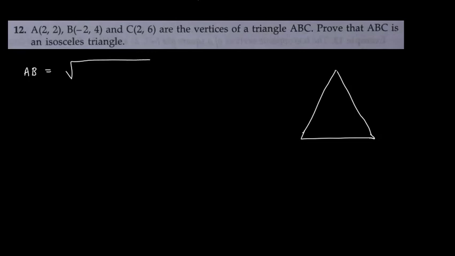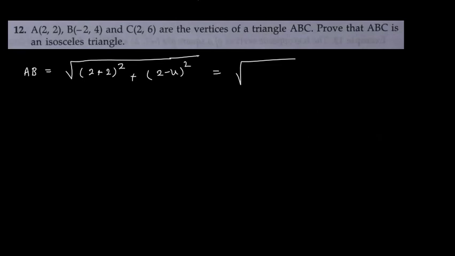So AB is equal to the square root of (2 minus minus 2, it becomes 2 plus 2) the whole square plus (2 minus 4) the whole square. Here I have used x1 minus x2 the whole square plus y1 minus y2 the whole square. So this gives 2 plus 2 is 4, 4 squared is 16, and 2 minus 4 is minus 2, squared is plus 4. So this is root 20.